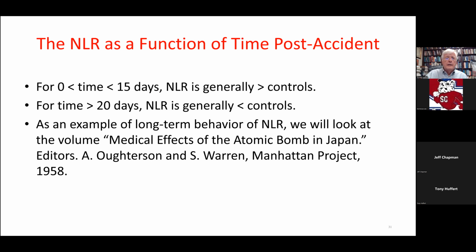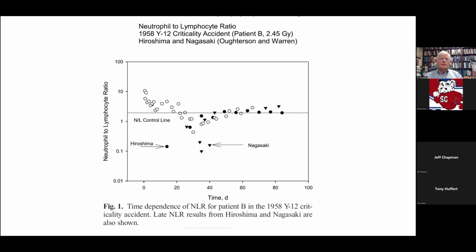So I decided to take a look at this from the atomic bomb survivors. Alderson and Shields Warren from the Manhattan Project published a very nice book on the medical effects of the atomic bomb in Japan. So here's a picture of this. We have copies of it, and I would recommend you get a copy if you can. It's very well documented. So here we have a graph that we've taken from our Health Physics paper.